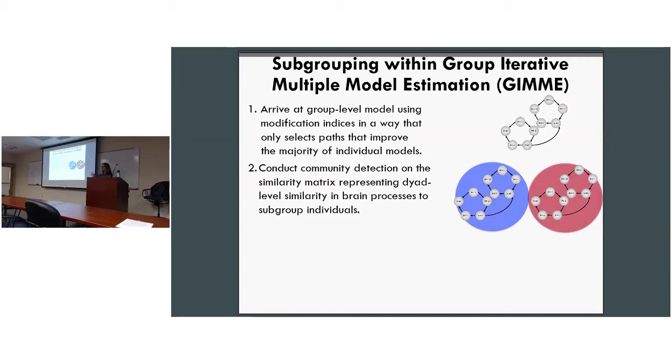So when we have a correlation matrix of all individuals, and we vectorize and look at that correlation matrix, what's contained in there are all of the similarities that are going to be recovered in our group model. So by conducting community detection using the modification indices, we thought that we would better be able to tease out these subgroups. So we do it that way.